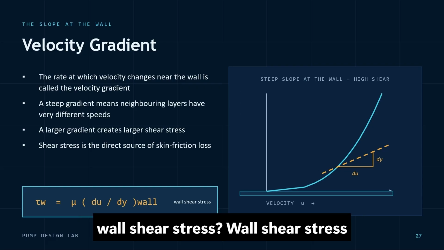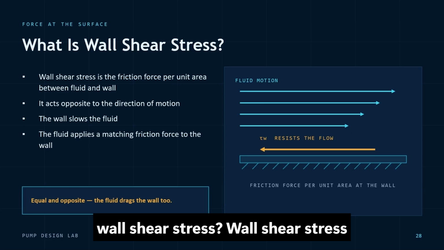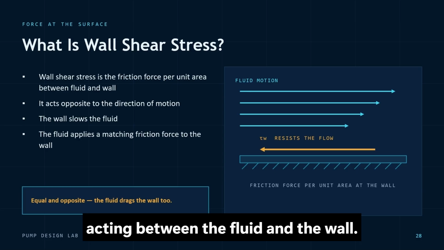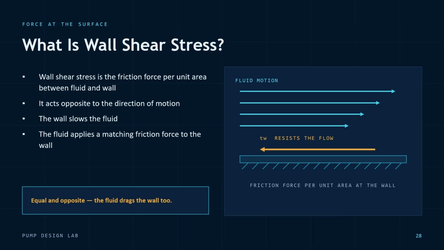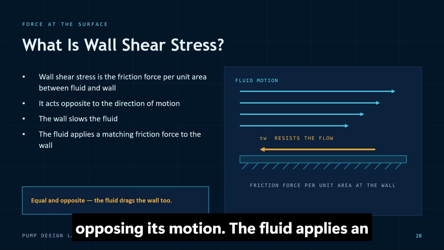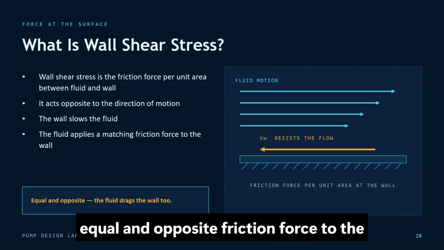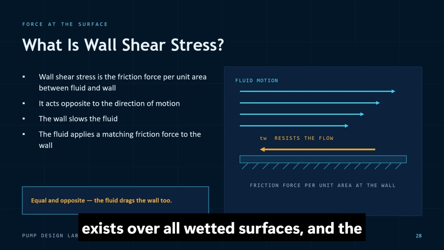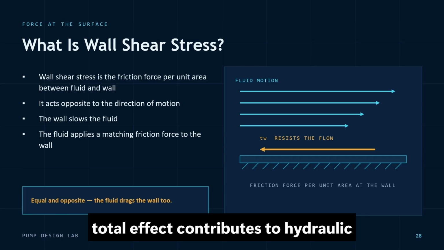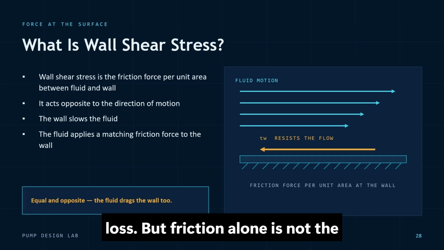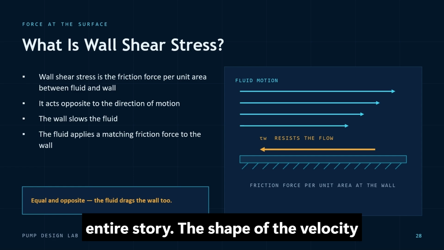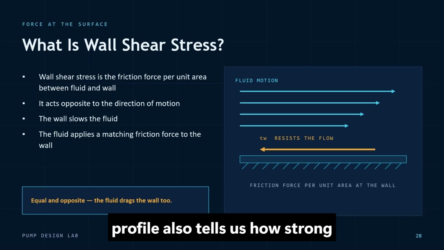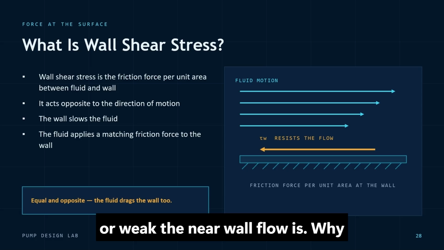What is wall shear stress? Wall shear stress is the friction force per unit area acting between the fluid and the wall. The wall pulls backward on the fluid, opposing its motion. The fluid applies an equal and opposite friction force to the wall. In a pump, this shear stress exists over all wetted surfaces, and the total effect contributes to hydraulic loss. But friction alone is not the entire story. The shape of the velocity profile also tells us how strong or weak the near wall flow is.